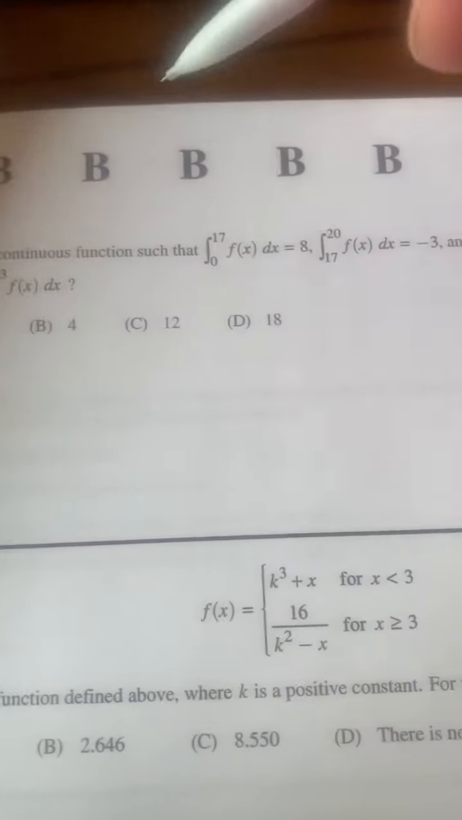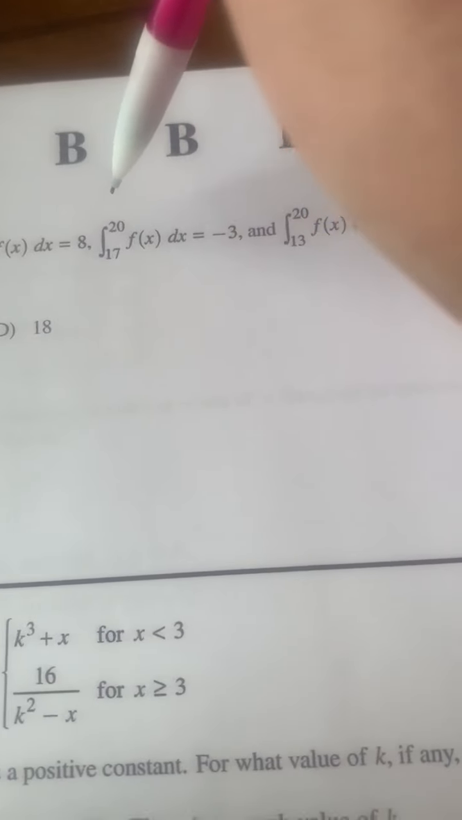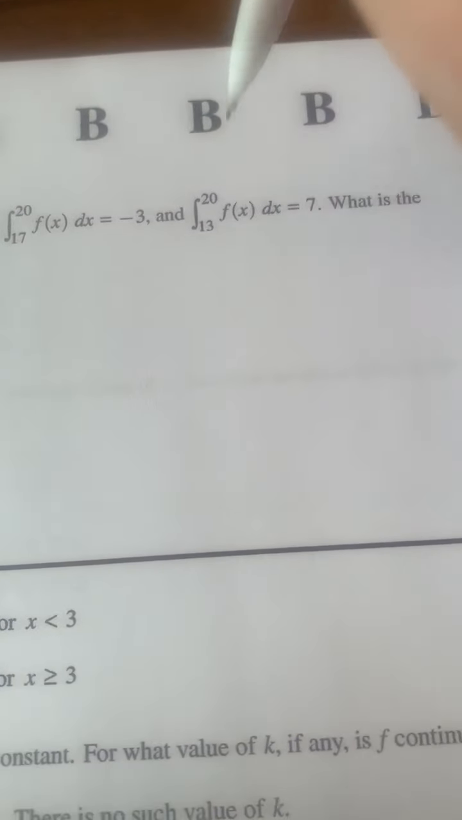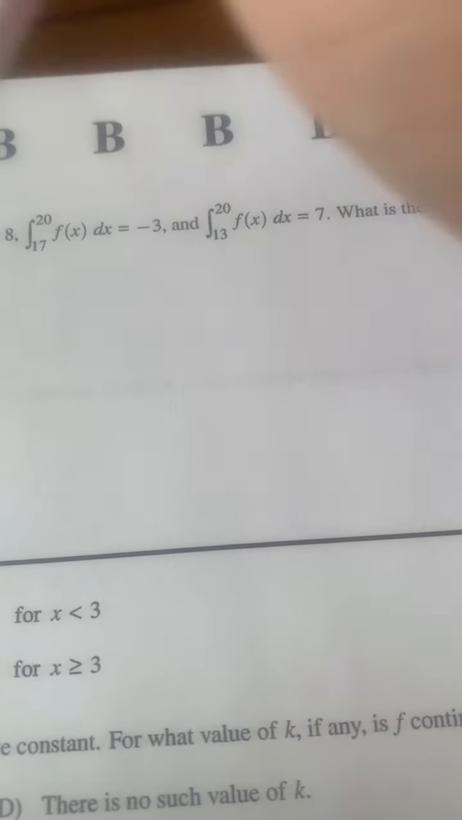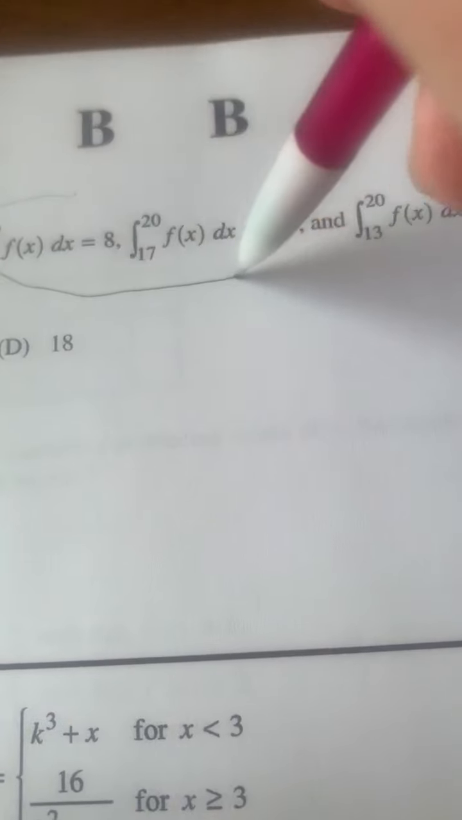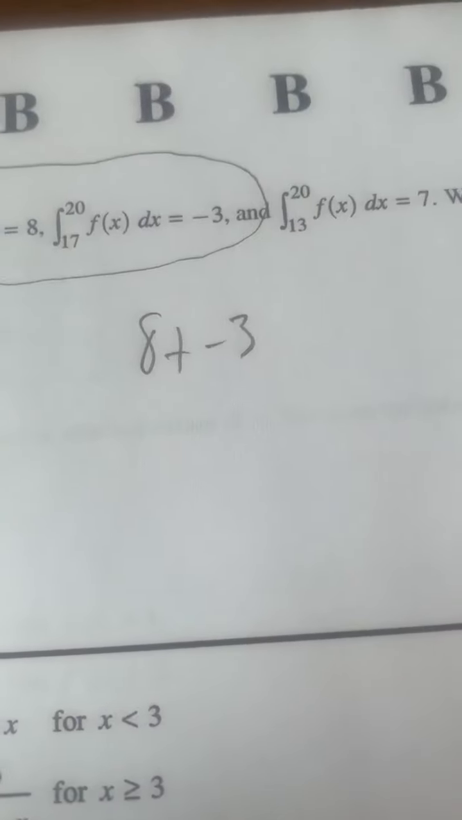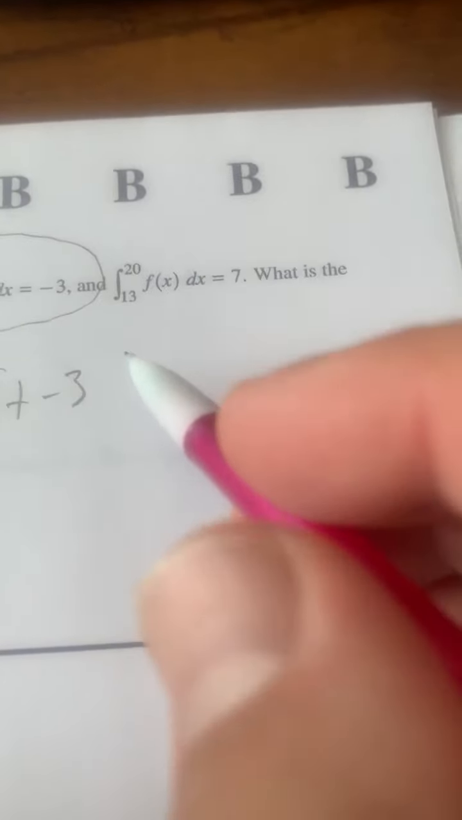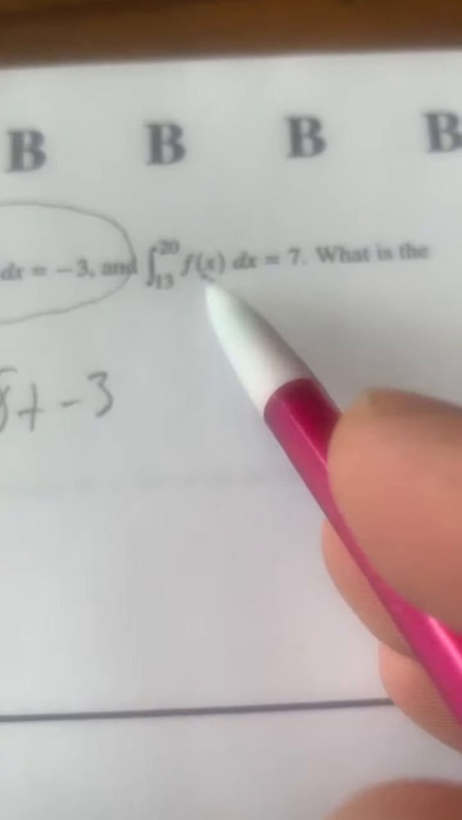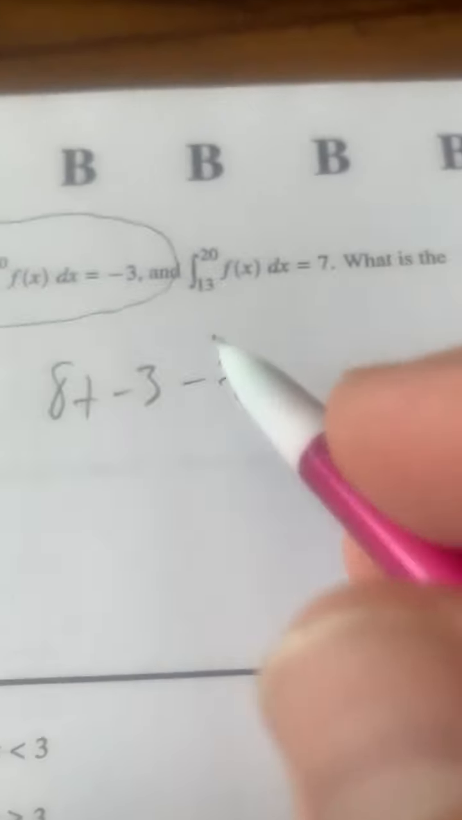Okay, so here we have the integral from 0 to 17 of f(x) equals 8, from 17 to 20 equals -3, from 13 to 20 equals 7. What's the value of 0 to 13? So this takes me all the way from 0 to 20. So I would take the 8 plus the -3. That would take me from 0 to 20. And then I would have to get rid of the 7 because I want to know what's happening from 0 to 13. So this is from 13 to 20. So 0 to 20 minus 13 to 20. So minus 7. So I would get what? -2. So I'd get A there.